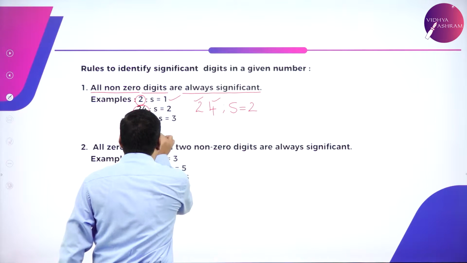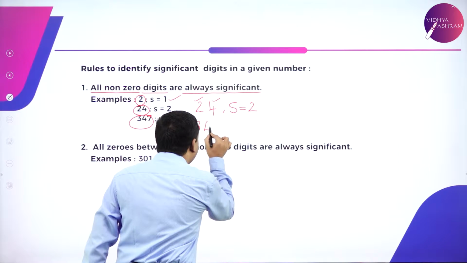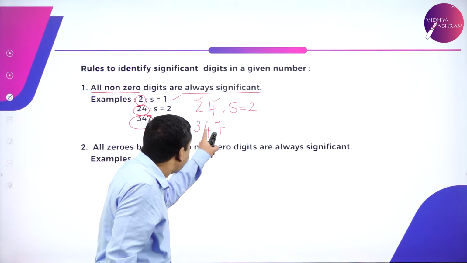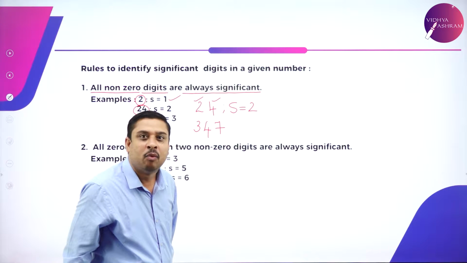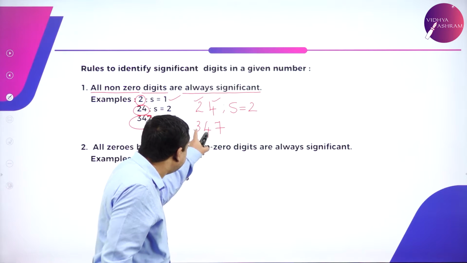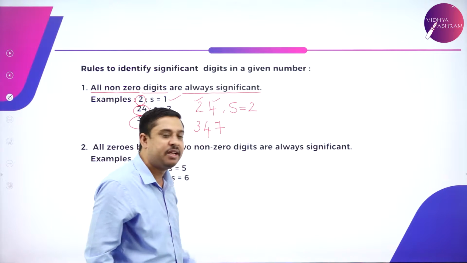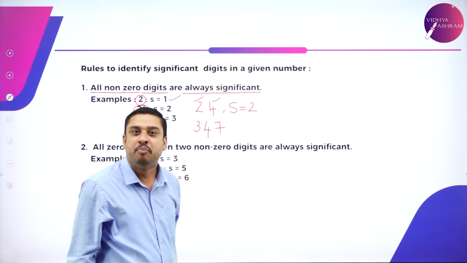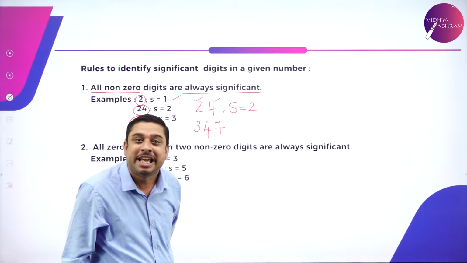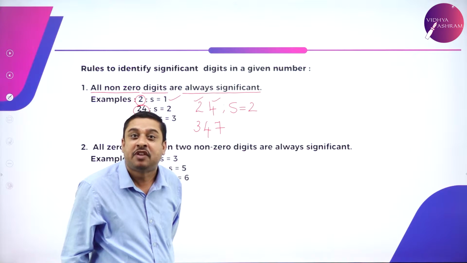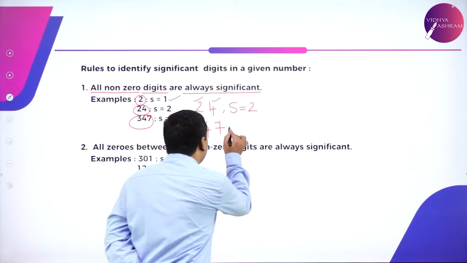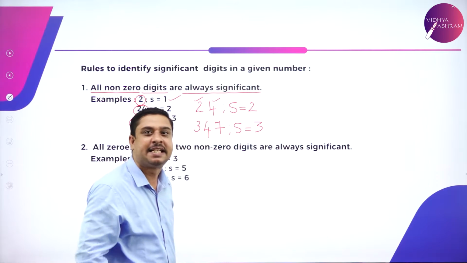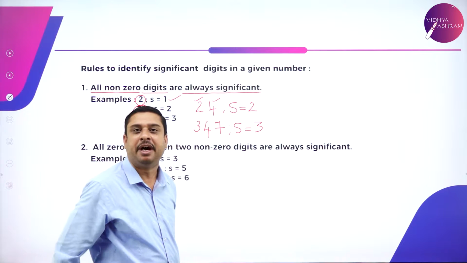If I come to the next example, for example, 347. The number 347. What are the digits present in it? 3, 4, 7. Are they significant? Yes. Why are they significant? Because they are non-zero digits. They have their own specified values. Therefore, I say there are 3 significant digits present in this number.